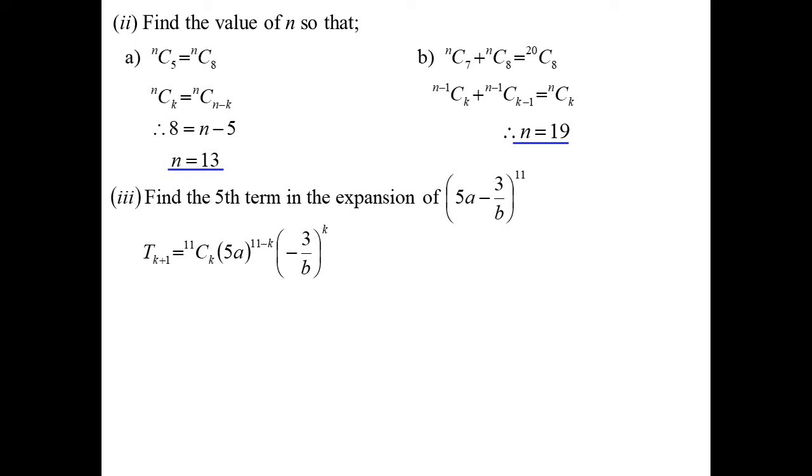I want the fifth term, well, that will be when k is 4. Substituting 4, now we just got to work this out. So 11c4, 5 to the power of 7, 3 to the power of 4, a to the power of 7 over b to the power of 4.